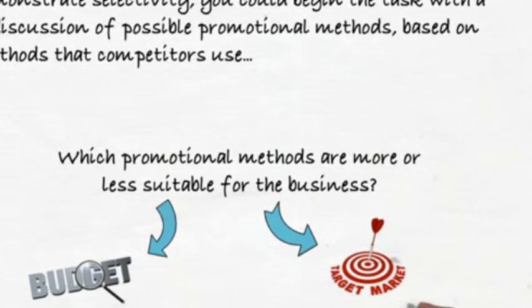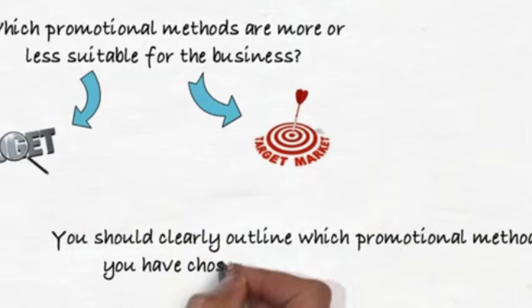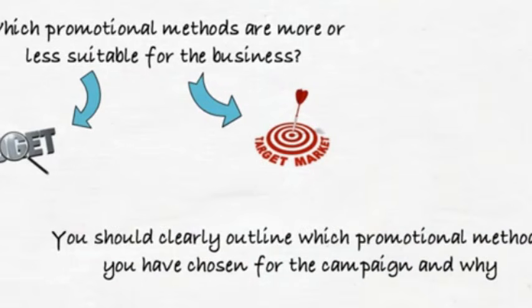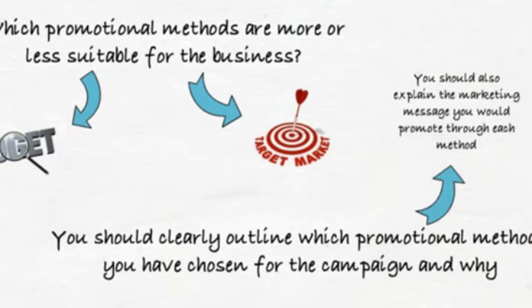Following this brief discussion, you should clearly outline which methods you have chosen for your marketing campaign and why. In your explanation, you should also explain the marketing message that you would promote through each method. You could consider the following model to make sure that you thoroughly explain your choice of promotional methods and link this clearly to the marketing message.